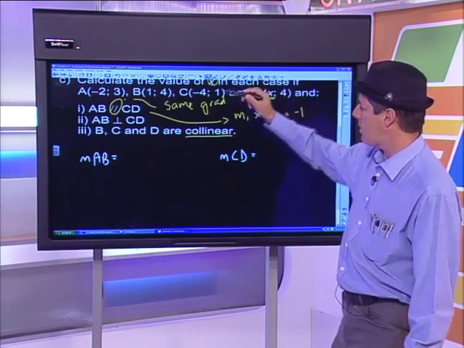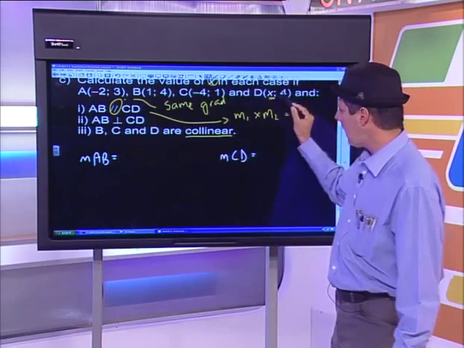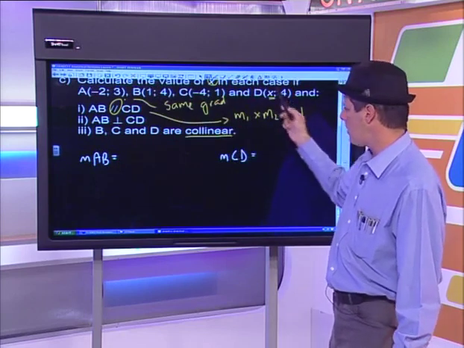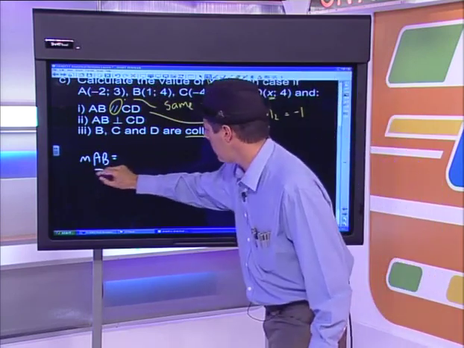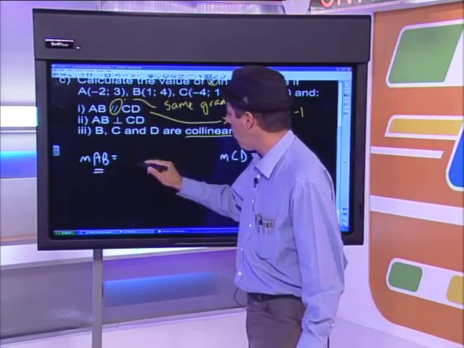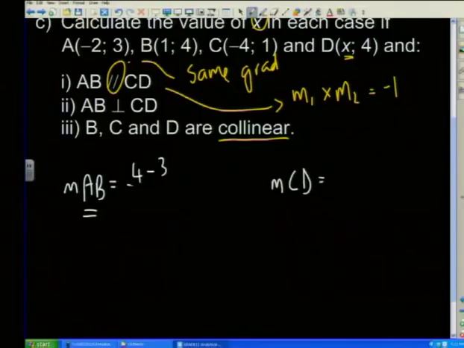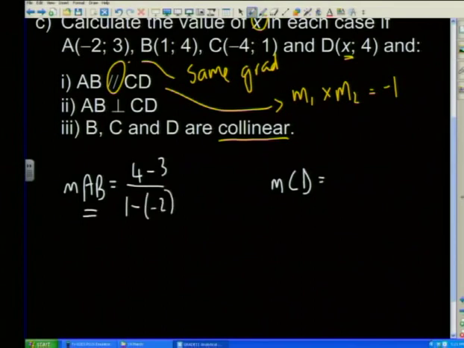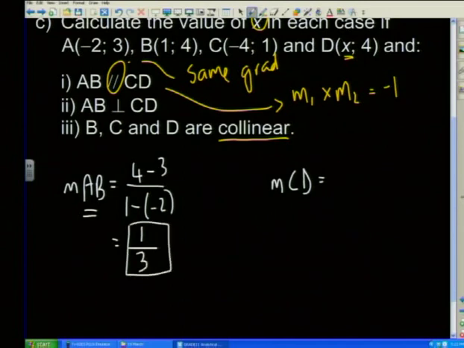Okay, we had this question here which said, can I work out the value of x if AB is parallel to CD? So we go and look at our AB and we find the gradient of AB, which says find the change in y. It's going to be 4 minus 3 over 1 minus, now be very careful. It's so easy to make mistakes when you're finding negatives and you're subtracting negatives. Do one little thing at a time. On the top, 4 minus 3 is just going to give me 1. 1 minus negative 2 is 1 plus 2, which is going to be 3. And that is my answer for the gradient of AB.